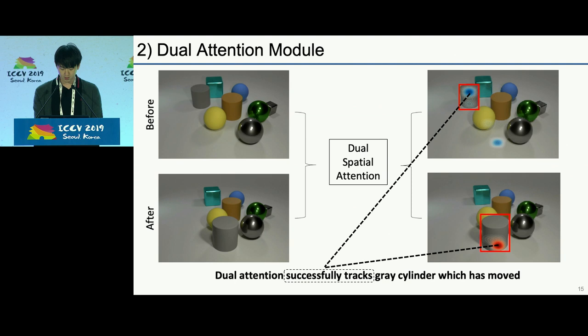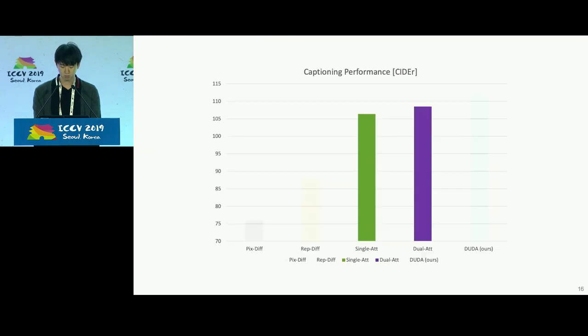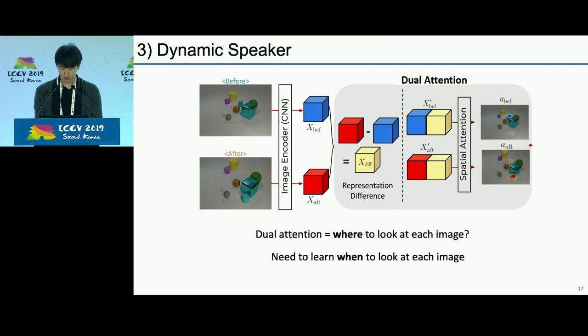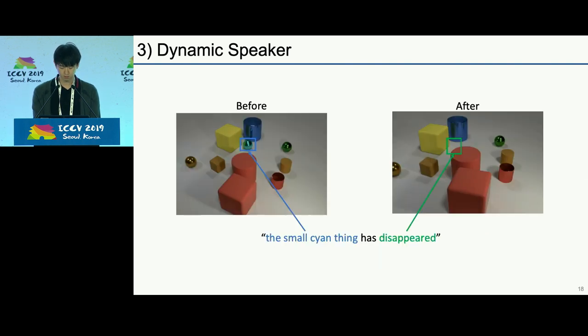Here, we can see how the dual attention module successfully tracks the moving object, and we also see a boost in captioning performance compared to a single attention baseline. Finally, we argue that in order to successfully describe the change, the model should not only learn where to look in each image, but also when to look at each image. For example, here, the referring expression of small, silent thing needs to be grounded to the before image, whereas the word disappeared needs to be grounded to the after image.